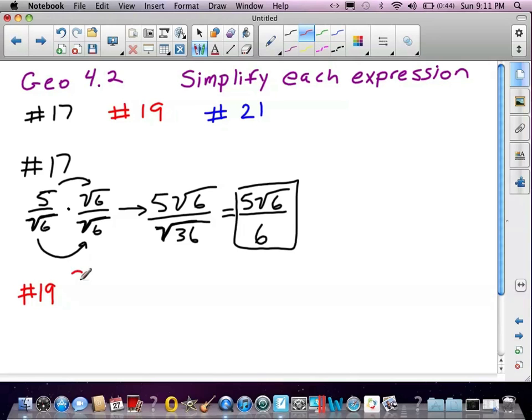And number 19 gives us 2 over the square root of 10. And now remember that I can't have a square root in the denominator position. So using my form of 1, I'm going to multiply by the square root of 10 over the square root of 10. And the reason it's called a form of 1 is because if I were to look at this right here, right? The square root of 10 divided by the square root of 10 would give me 1.